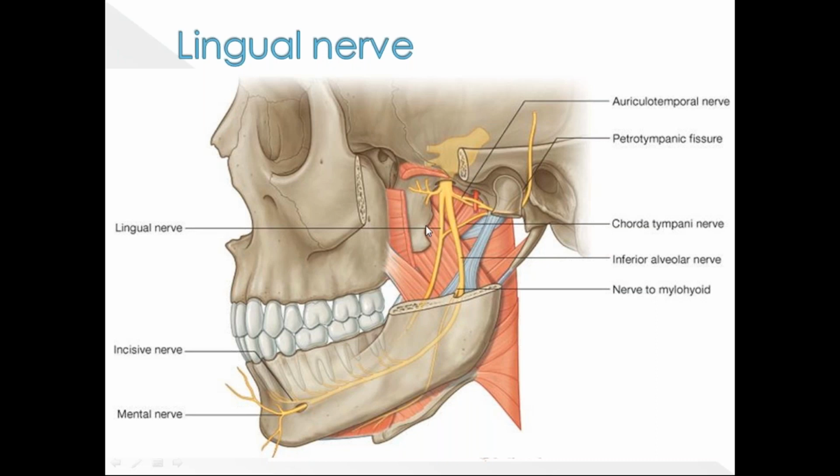Then it emerges from the lower border of the lateral pterygoid muscle and it passes downward and forward between the ramus of the mandible and the medial pterygoid. This muscle is the medial pterygoid.